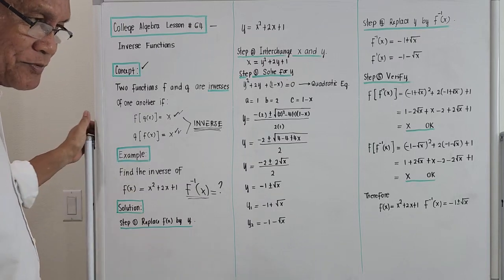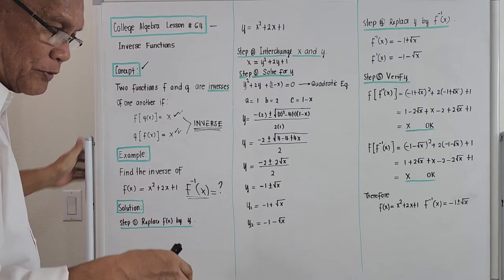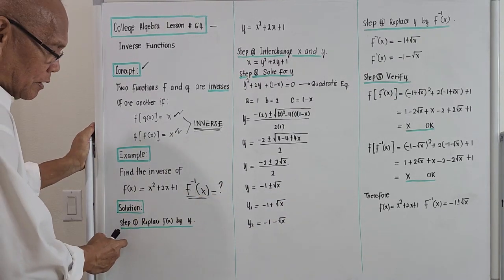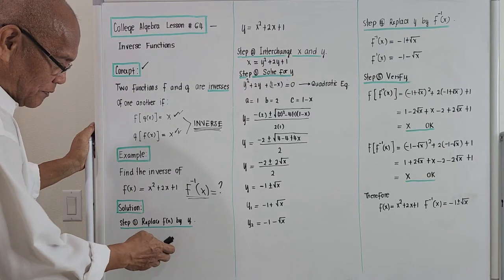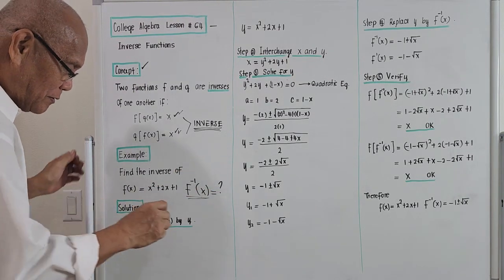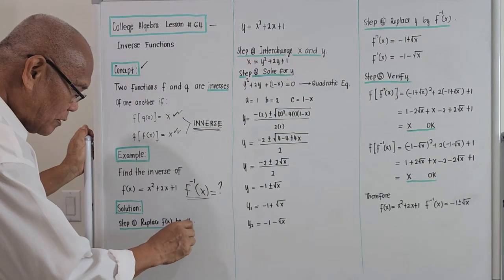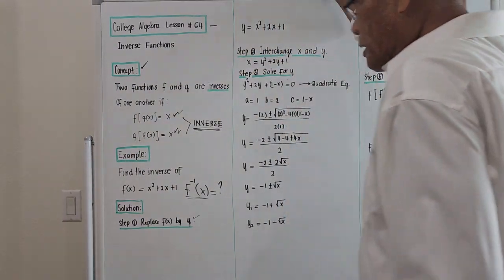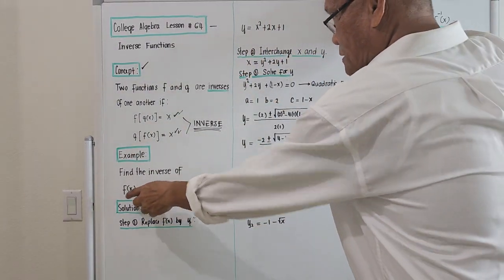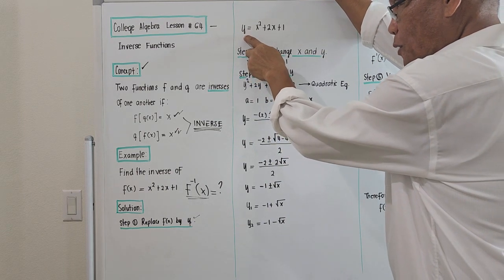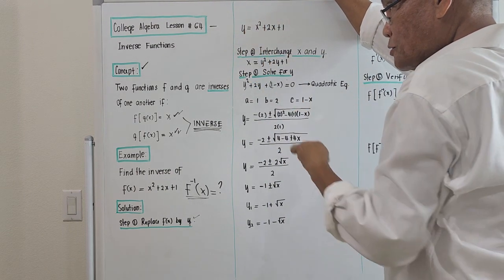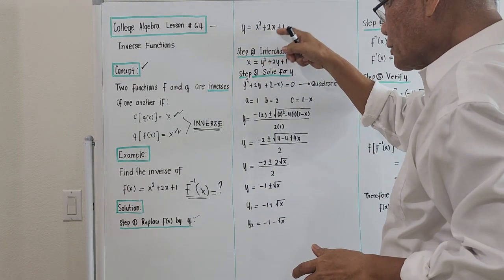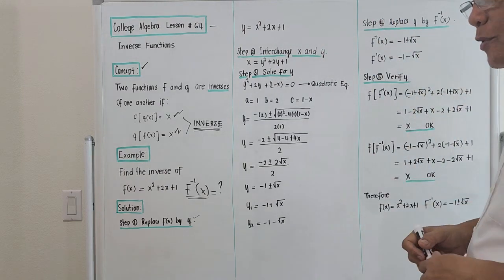Actually, there are 5 steps on how to compute for the inverse function of a given function. Step 1: replace f of x by a second variable y. So the left hand side, which is f of x, we replace by a second variable y. After the replacement, what comes out is y equal to x squared plus 2x plus 1. That's step number 1.